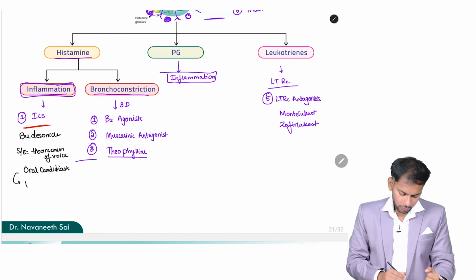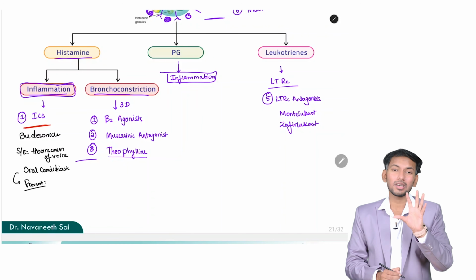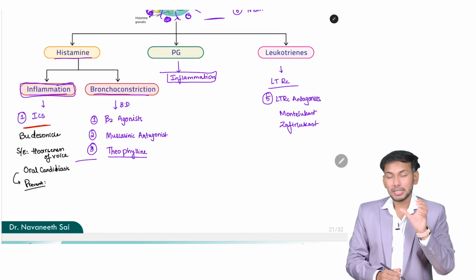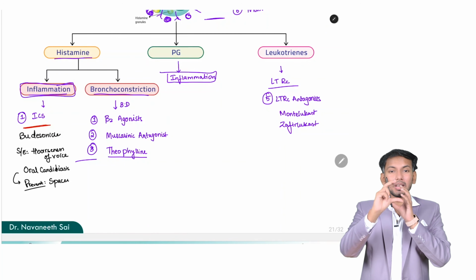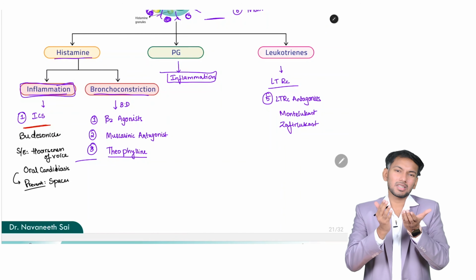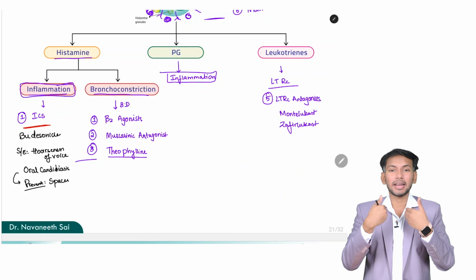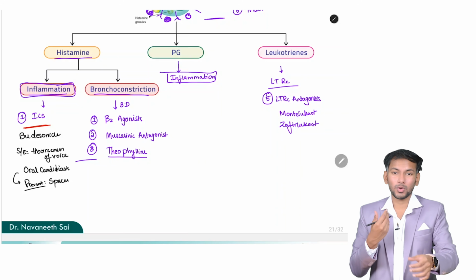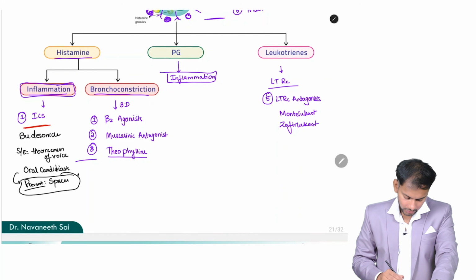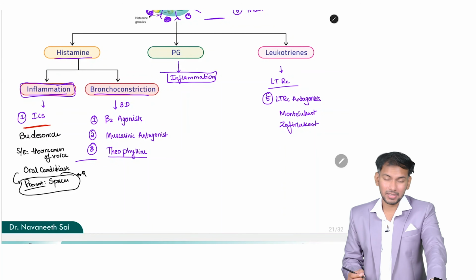Now, the most important question that has been asked here is, how do you prevent it? You prevent it by using an equipment that is known as a spacer. So when you keep a spacer in between the inhaler and your mouth, the steroid gets deposited directly into the lungs. It will not stay in the mouth, so it will not cause candidiasis. This is what is important. This is a very, very important question. Yes, this is about ICS.